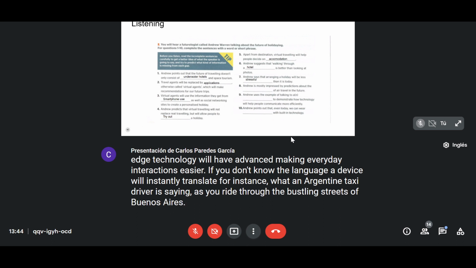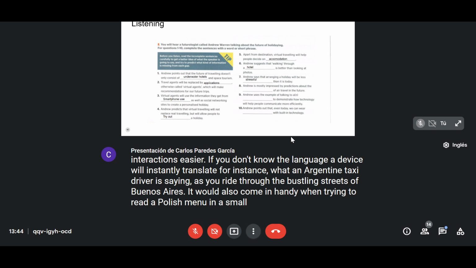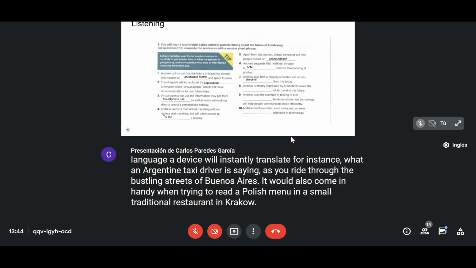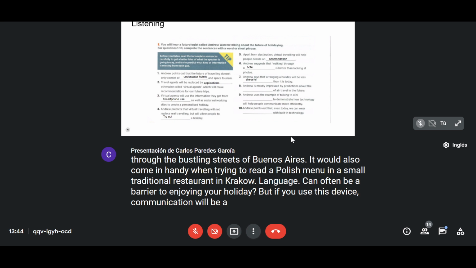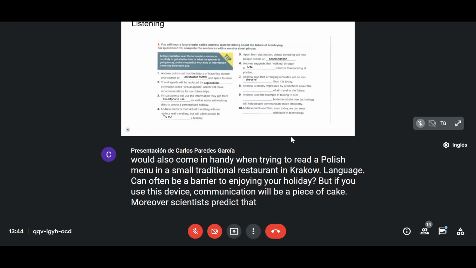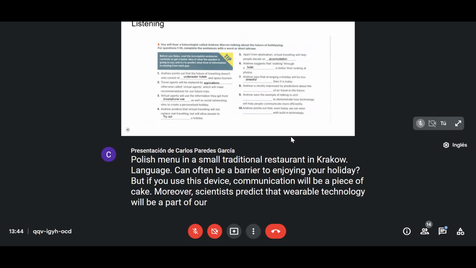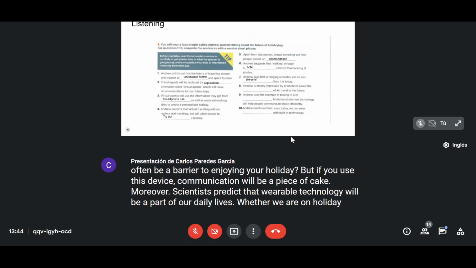It would also come in handy when trying to read a Polish menu in a small, traditional restaurant in Krakow. Language can often be a barrier to enjoying your holiday. But if you use this device, communication will be a piece of cake. Moreover, scientists predict that wearable technology will be a part of our daily lives, whether we're on holiday or not.